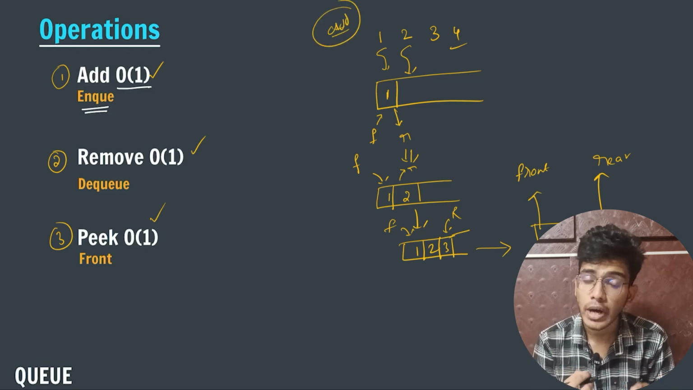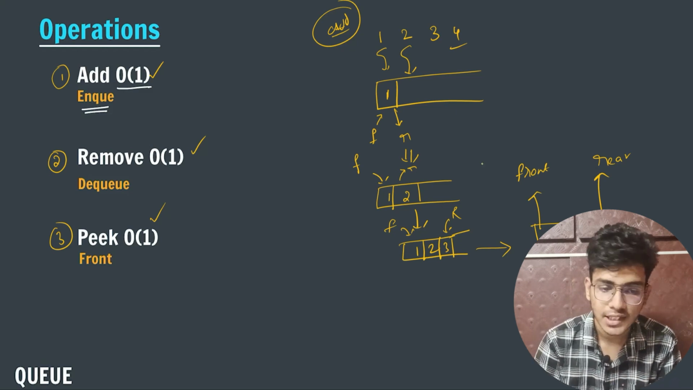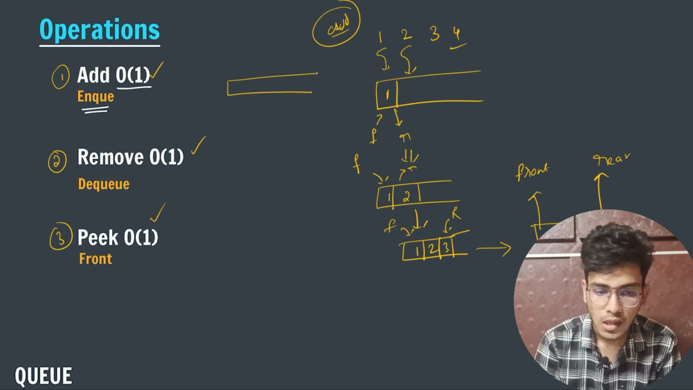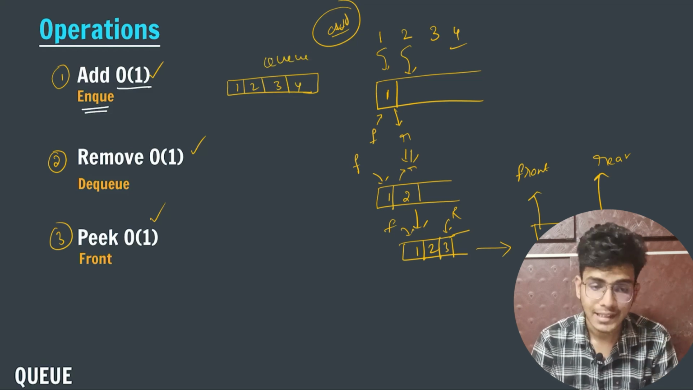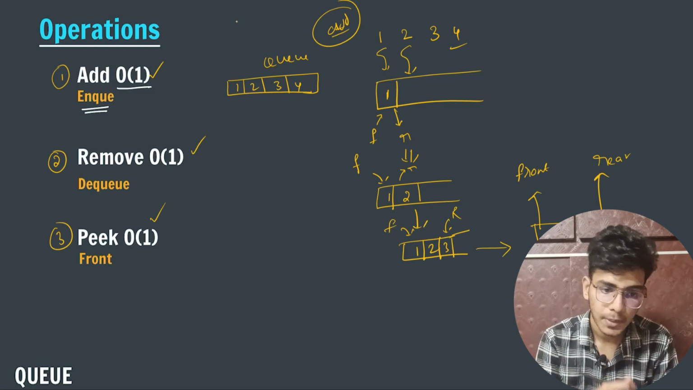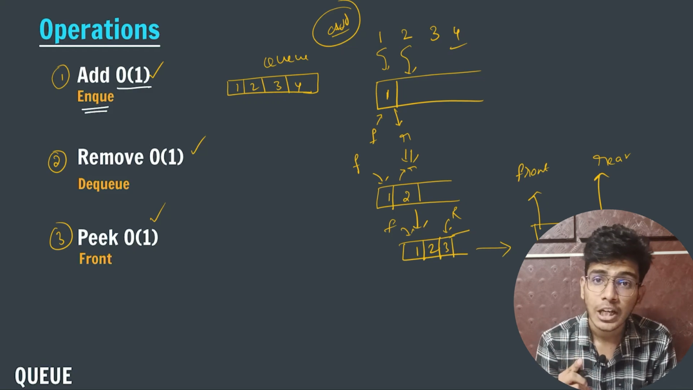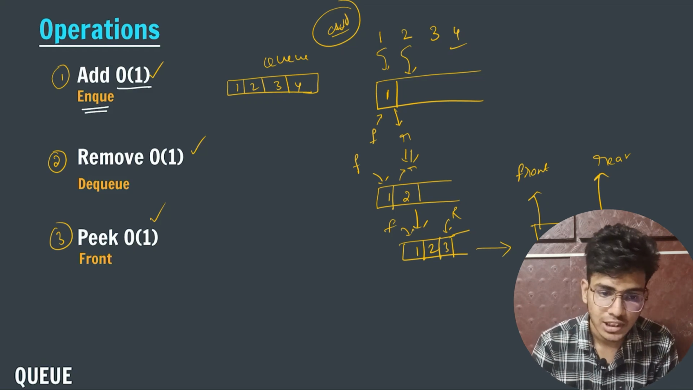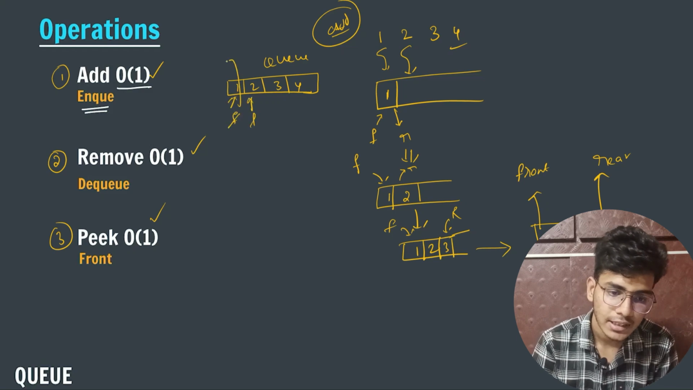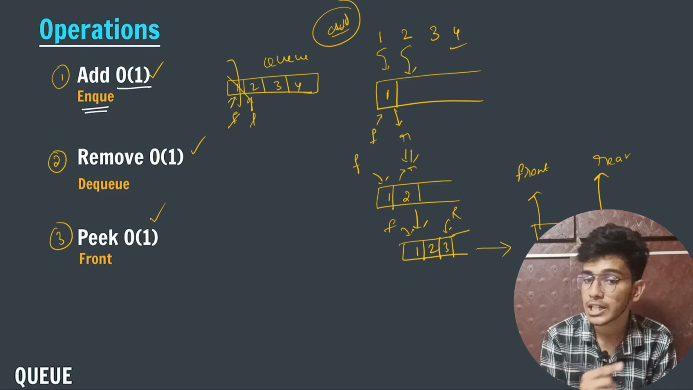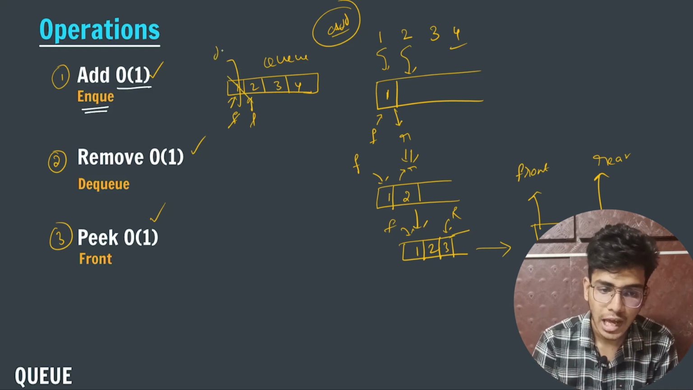Now if I want to remove a particular element in a queue, then deletion will happen like this. Let's say that this is my queue, right? 1 2 3 4, this is my queue. Now deletion will happen like this. If I want to delete a particular element, then I can't delete any random element. I can only delete the element which is at the front. So this is my front, right? First of all, I will change the value of front to this, and after that I will delete this particular element. So this is how deletion will happen in a queue.